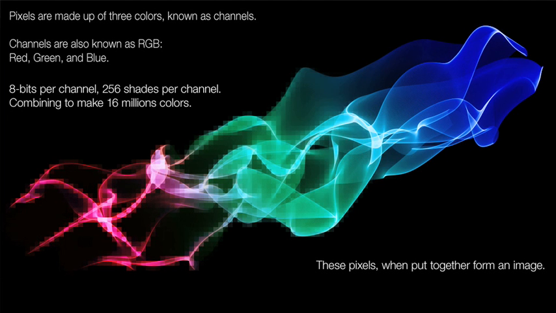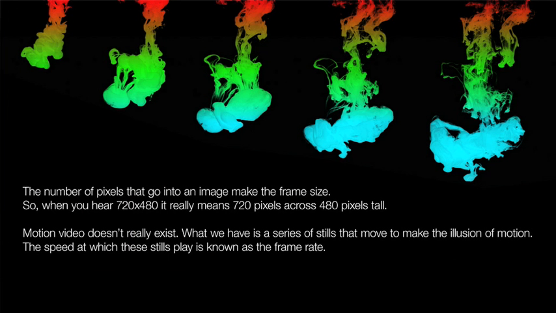What that really means is that we have the possibility of 256 shades of each and every channel that, when combined, give us over 16 million colors, which is really more than the human eye can see. These pixels, when put together, form the image that we see. How many pixels go into an image is also known as the frame size. Frame sizes like 720 by 480 really mean that that particular image has 720 pixels across by 480 pixels tall.